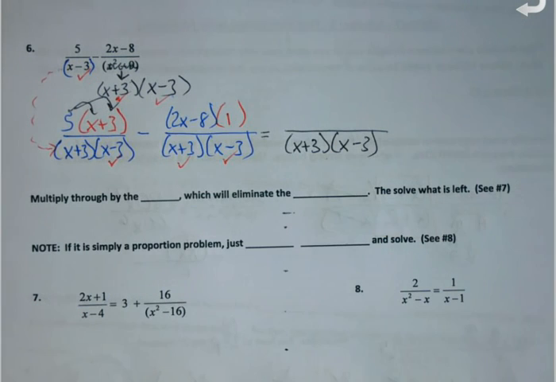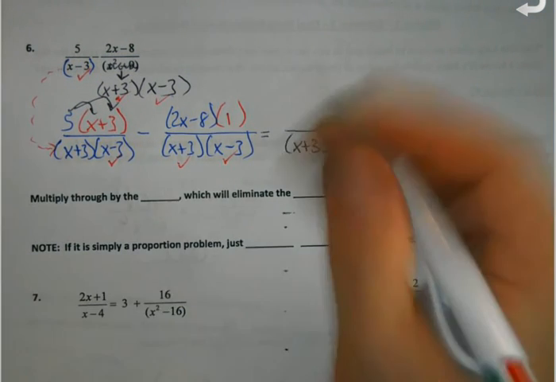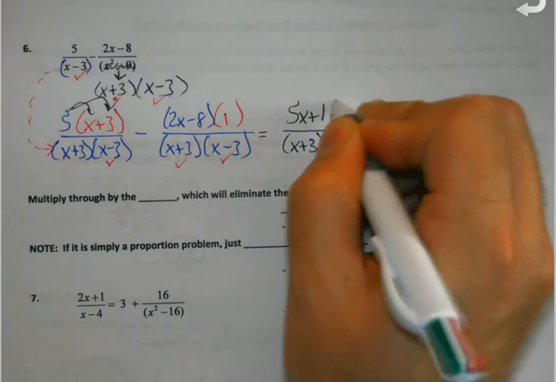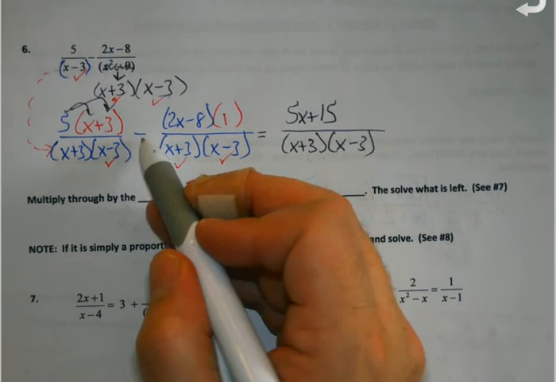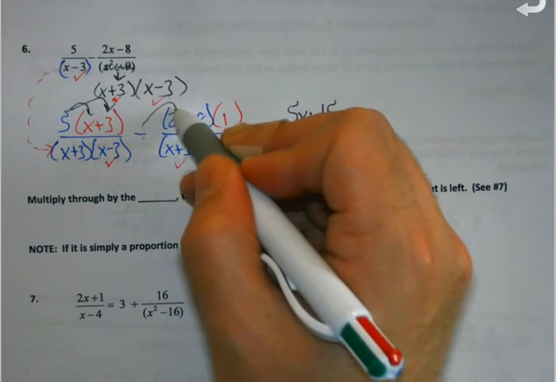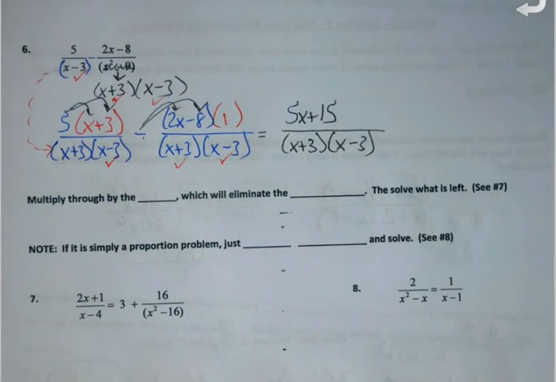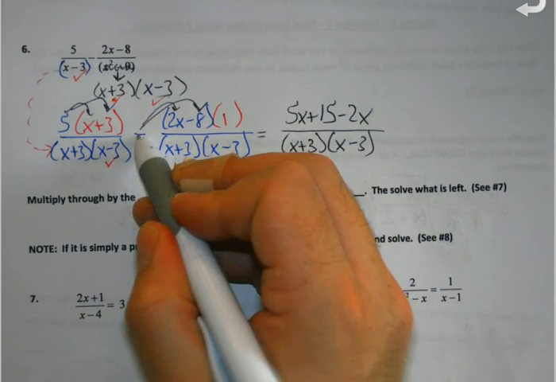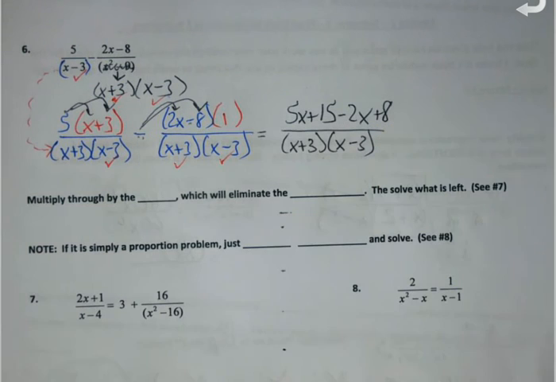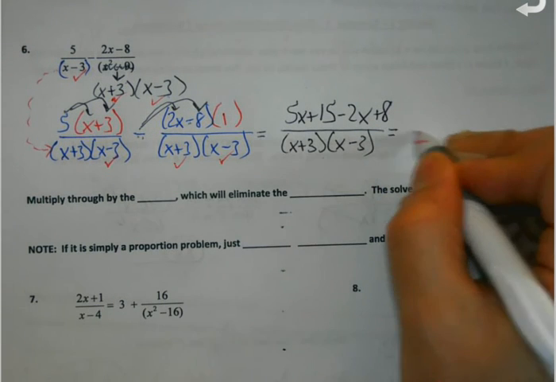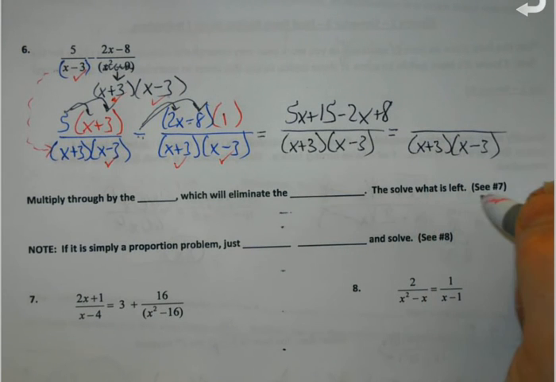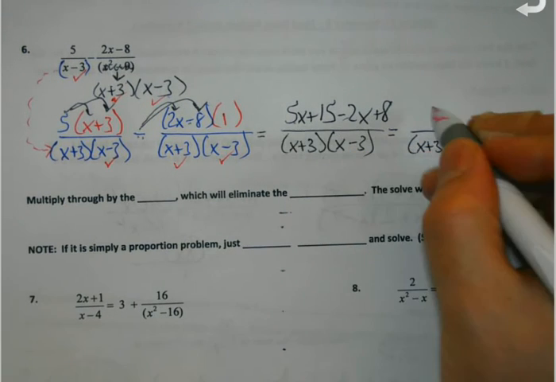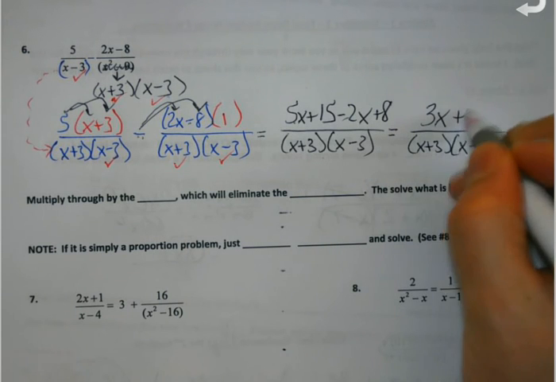So when I get to there, I'm going to distribute my 5 in the first fraction, so 5x plus 15. Then the trouble starts. This minus distributes to the 2x and to the minus 8. And if I forget about the minus 8, it's going to mess me up. So I got negative 2x, and then negative times negative is positive. That's why this one was a good idea to clean some stuff up. The denominator never changes. The numerator, 5x minus 2x is 3x. 15 plus 8 is 23.